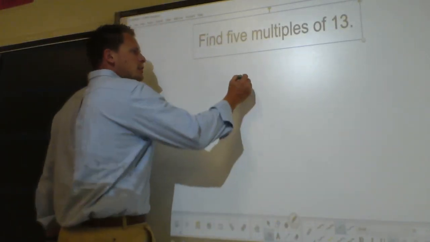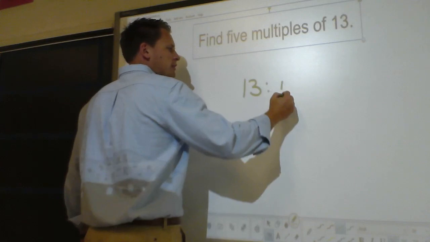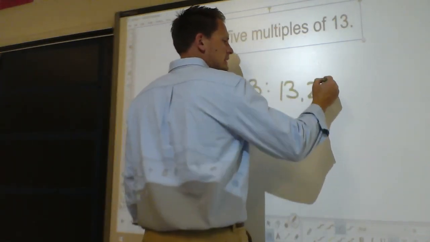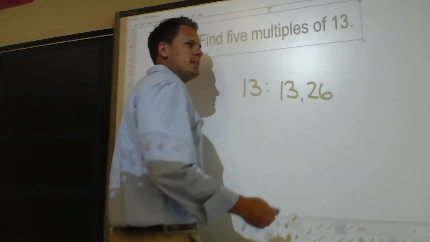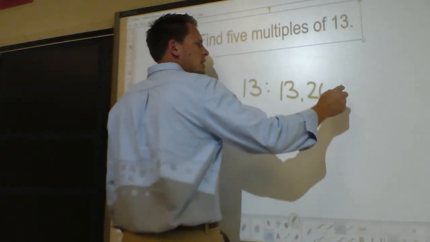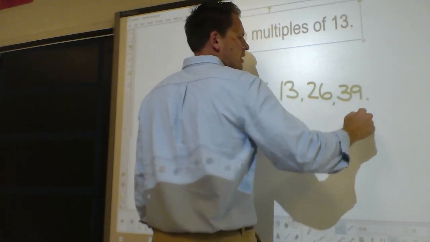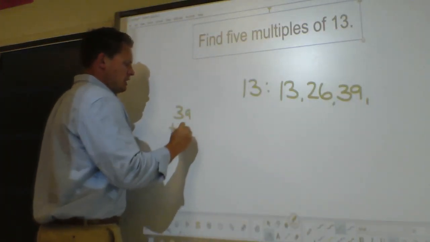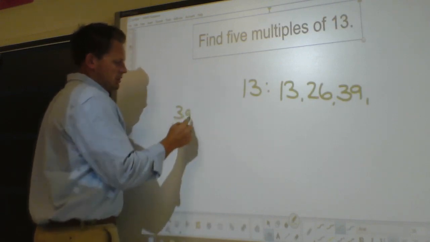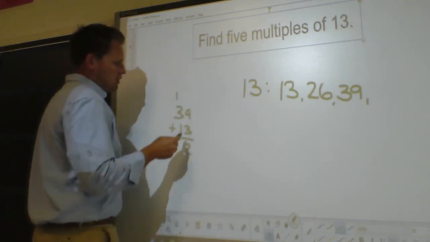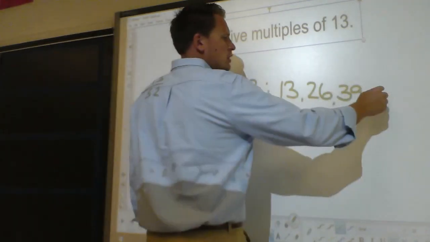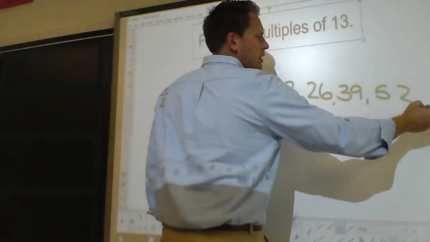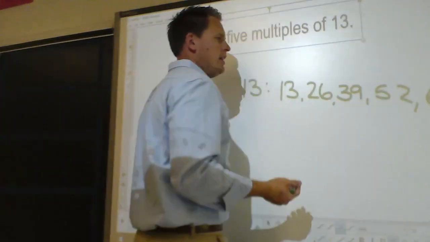Uh-oh, 13s. Here we go. A little more tricky. We have 13. 13 plus 13 is 26. 26 plus 13 is 39. 39 plus 13. I don't even care if you come over here and start doing this. I really don't. 9 plus 3 is 12. Carry the 1. 52. How many do I have so far? Okay, I've got 4. All right, another 13 would be 65. There you go.